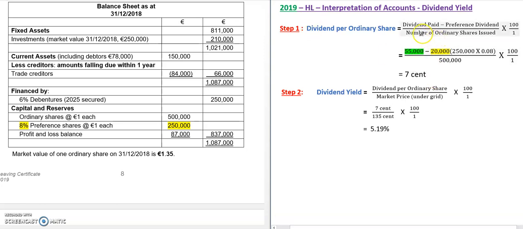Now we're going to be looking for the number of ordinary shares issued. So again, that's in our balance sheet. Ordinary shares, €1 each, so they issued 500,000. Okay, so just pop that into your calculator, multiply by 100 over 1, it gives you 7 cents. Now it's very important that you have a cent beside that, so the dividend per ordinary share in this question is 7 cents.